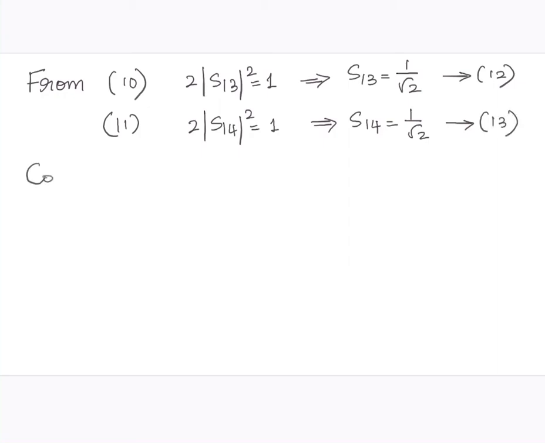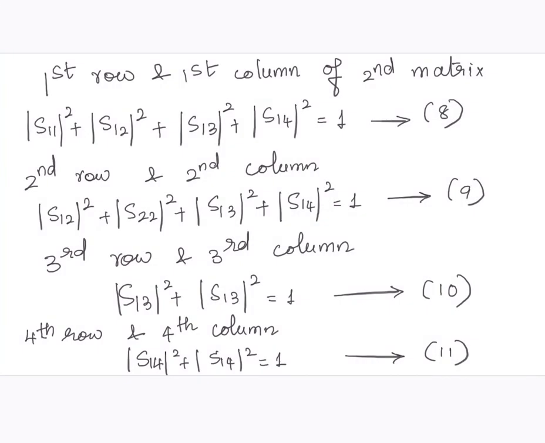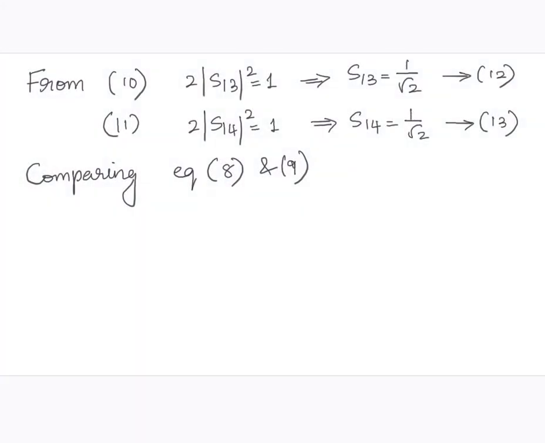Now if you compare equations 8 and 9, you can see that these two terms are same, S12 same. So from this we can make out that S11 will be equal to S22. So it can be written as S22 is equal to S11.